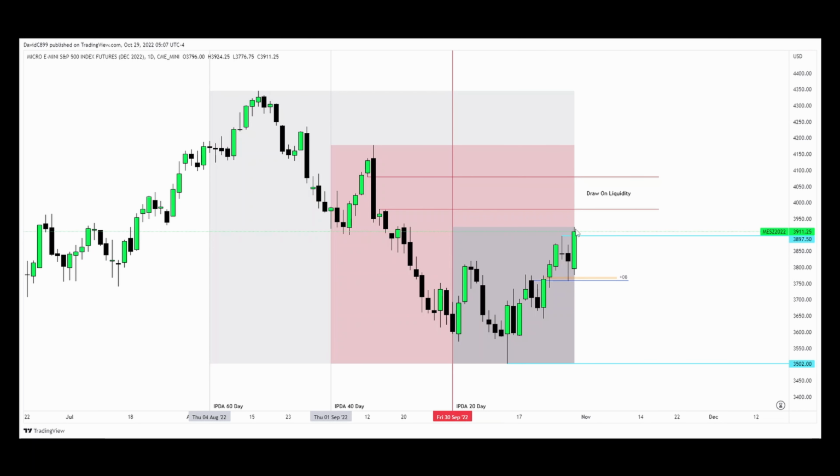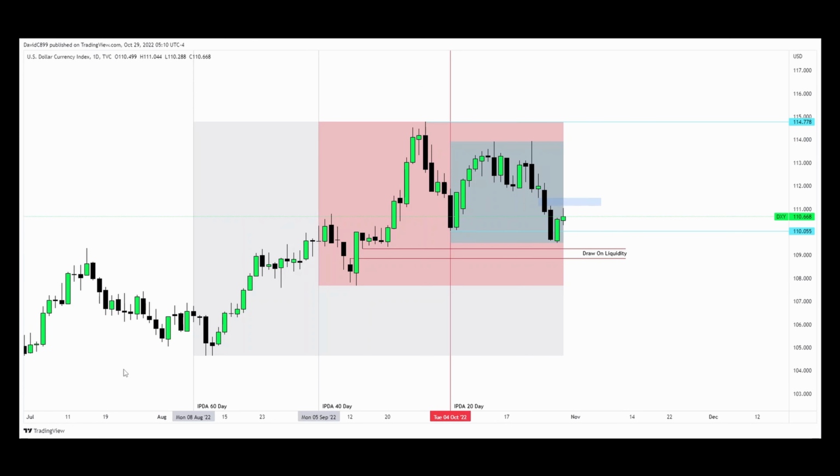and is right now at the high end of the 20-day look back period. So all PD arrays in the 20-day look back are being used for price to trade higher. And now my next draw on liquidity is this sell side imbalance in the 40-day IPDA data range.